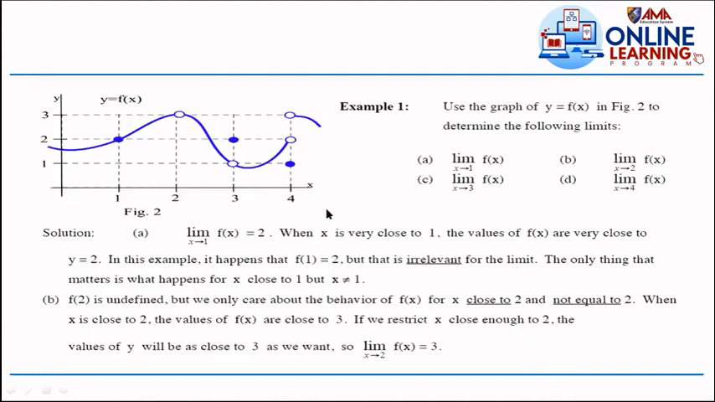So, first, we have the example for the graph method. Okay? Use the graph of y is equal to the function of x in figure 2 to determine the following limits. Letter A, the limit of the function of x as x approaches 1. Letter B, the limit of the function of x as x approaches 2. Letter C, the limit of the function of x as x approaches 3. And the last one, the limit of the function of x as x approaches 4.